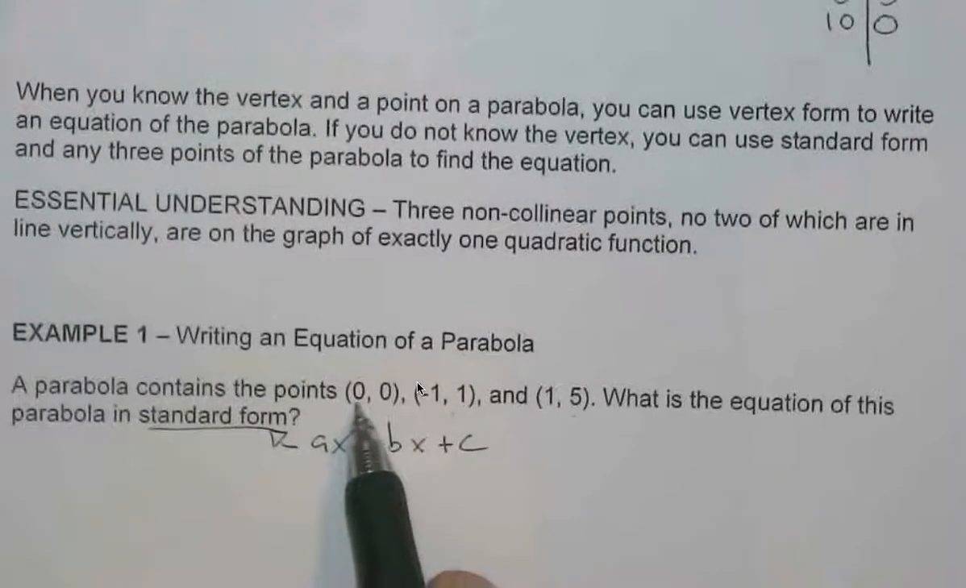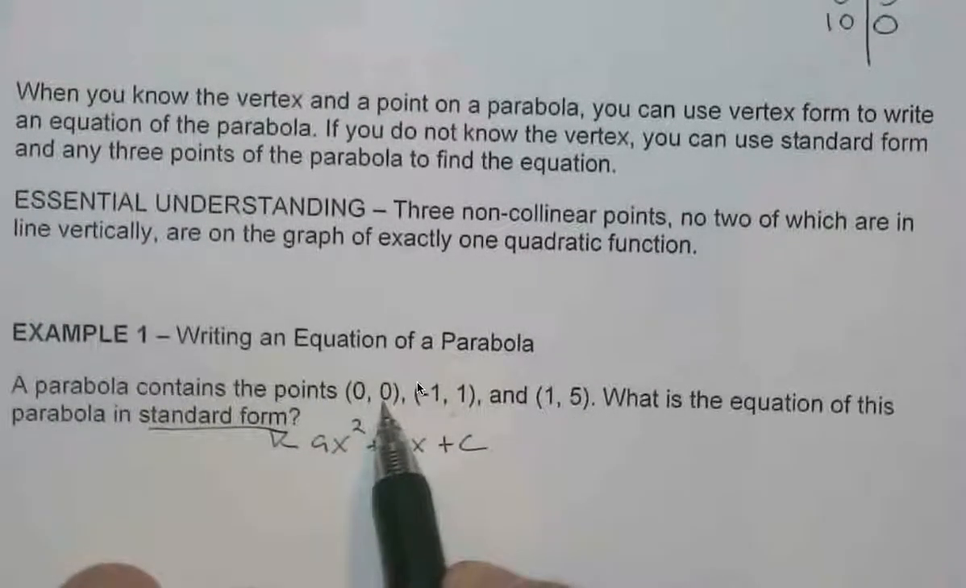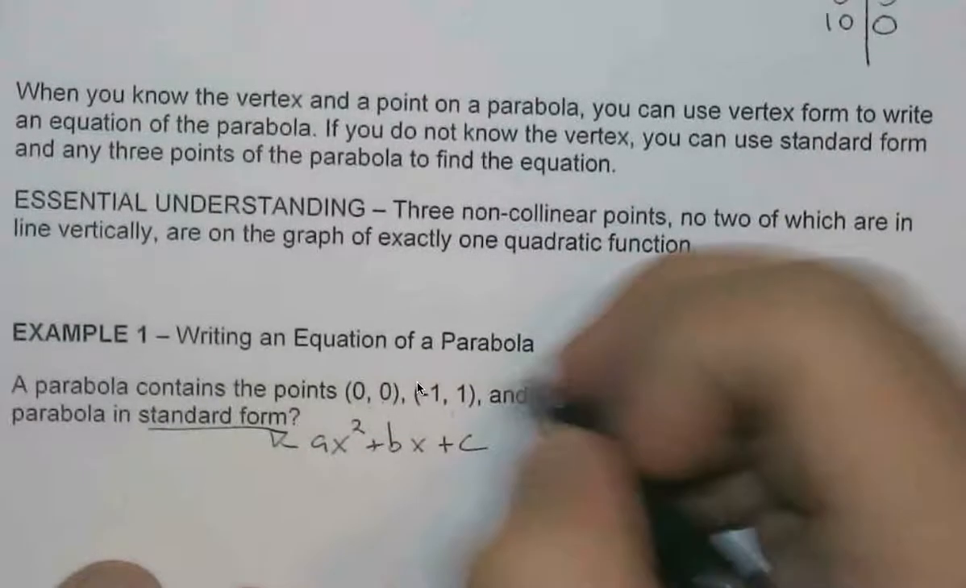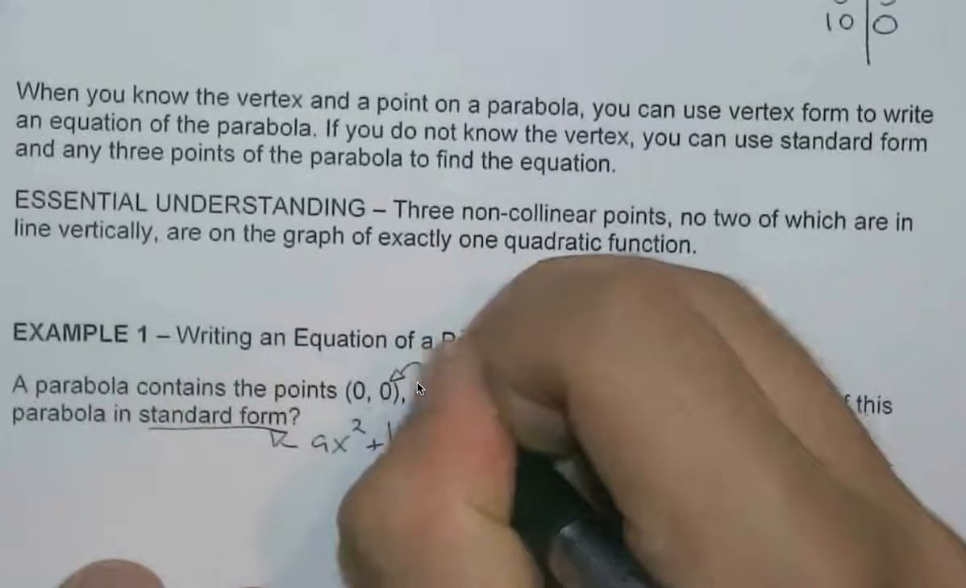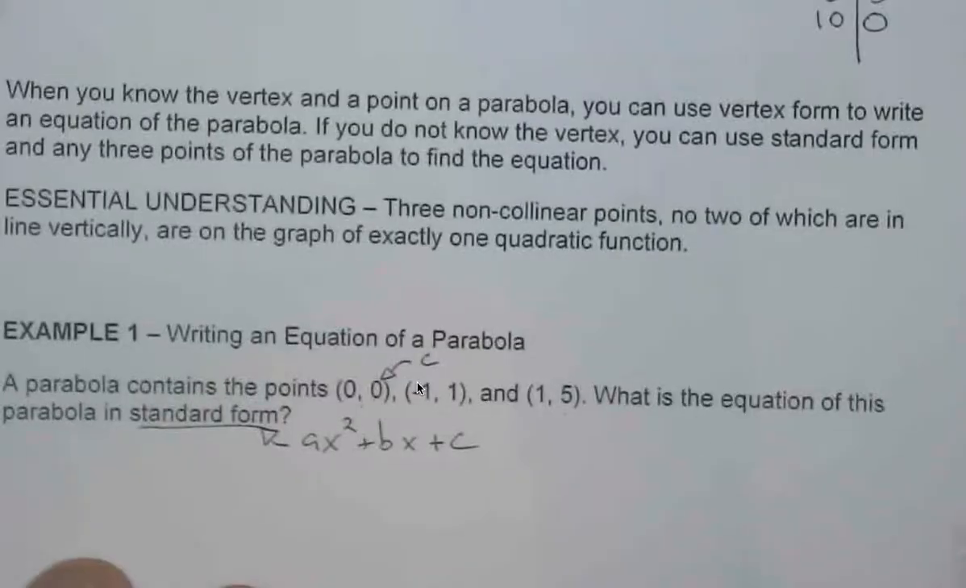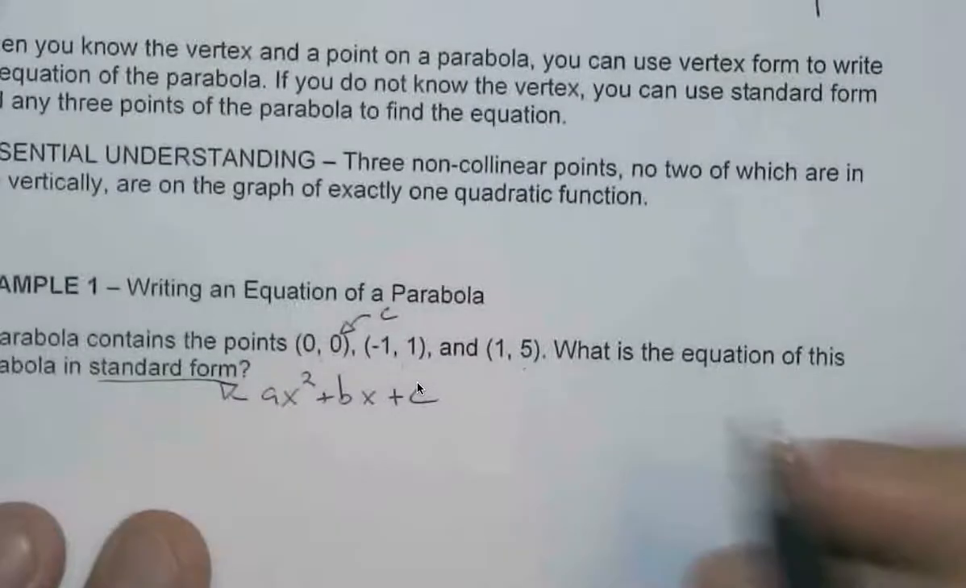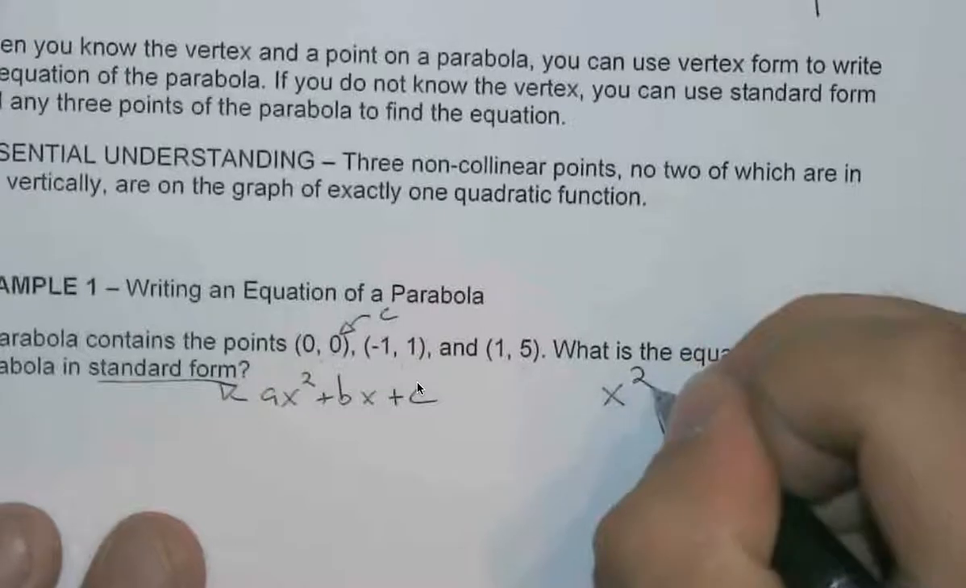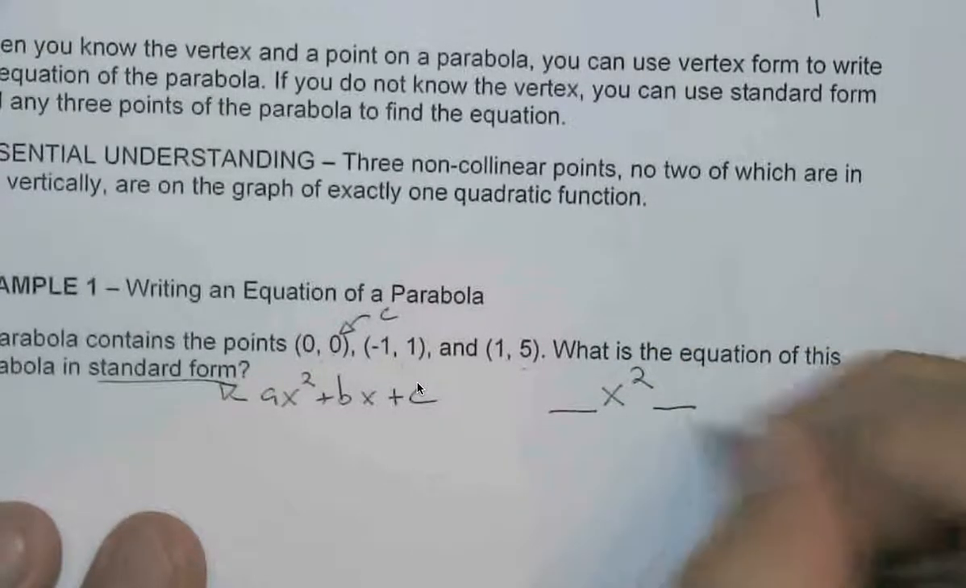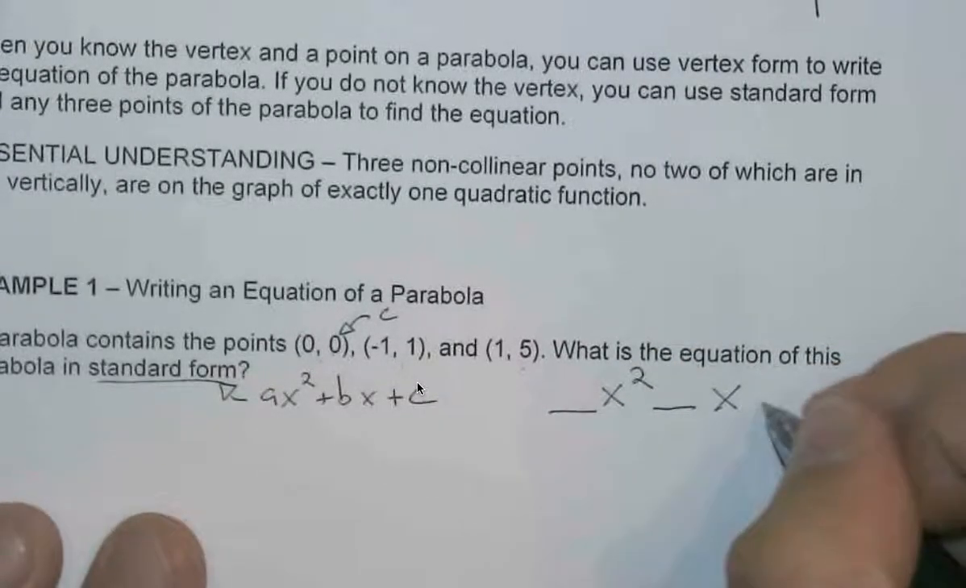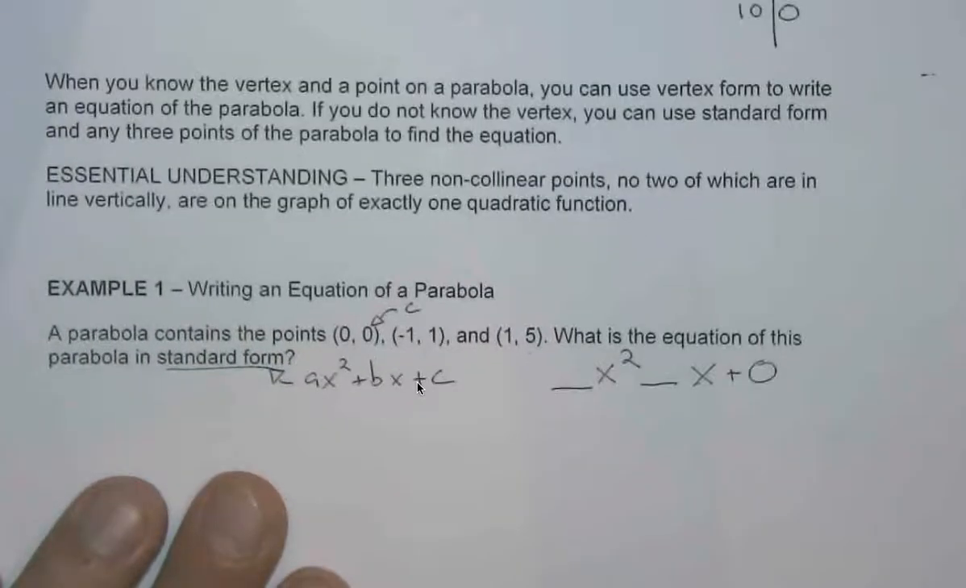Well, we know that if x is 0, the outcome is the y-intercept. So we know that this is going to be c. So we can already start to frame this equation. We'll have x squared with some coefficient, some b term, and x. But collectively, our y-intercept is 0. So that's on the right track.